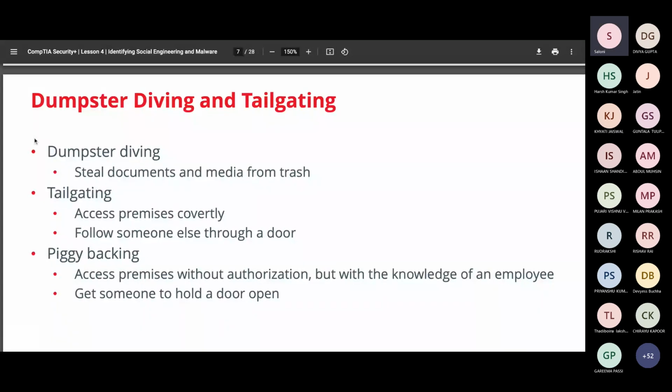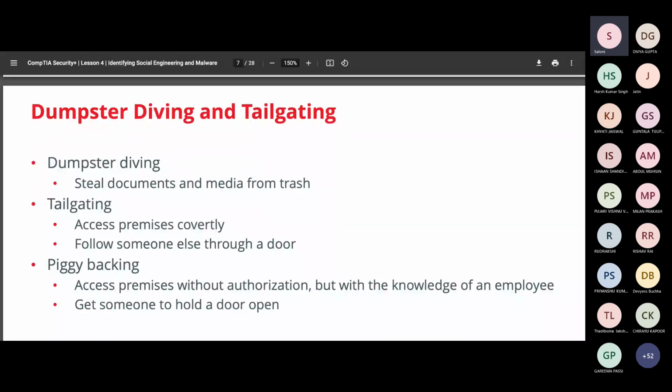So this is all about dumpster diving, tailgating and piggybacking. Is it clear to you all, guys? I hope you can relate to the social engineering that we are studying. Okay.